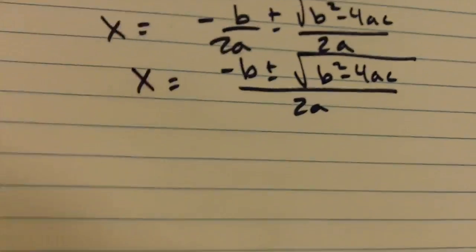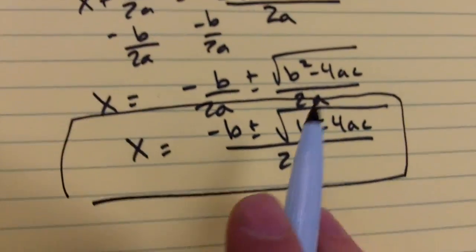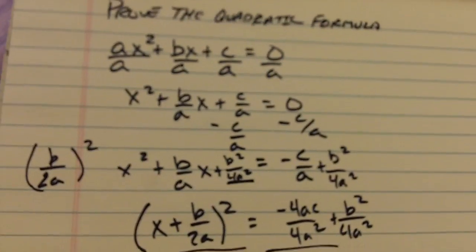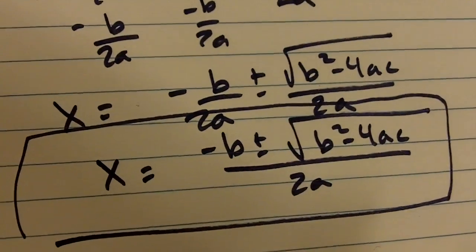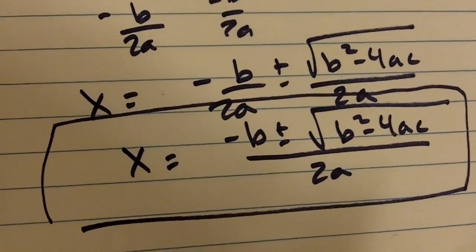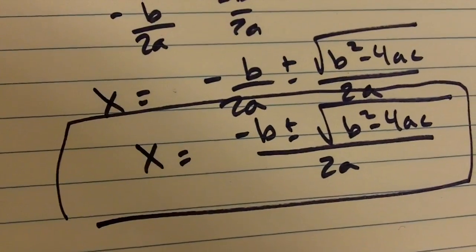Here's the quadratic formula, this guy, and this is what we derived it from, ax squared plus bx plus c. Quadratic formula, your job, memorize this. We're going to use this to solve any quadratic equation we want to, whether it's factorable or not. No matter what, you can always use the quadratic formula to solve a quadratic equation.